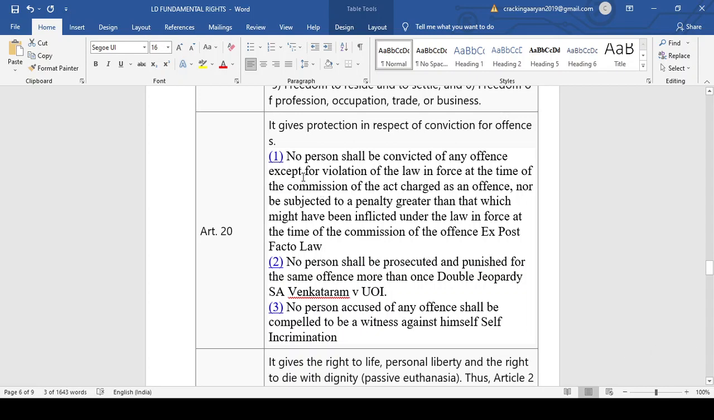Let's read Article 20 clause 1. No person shall be convicted of any offence except for violation of the law in force at the time of the commission of the act charged as an offence, nor be subject to a penalty greater than that which might have been inflicted under the law in force at the time of the commission of the offence. This is called ex post facto law. What is the meaning of this?